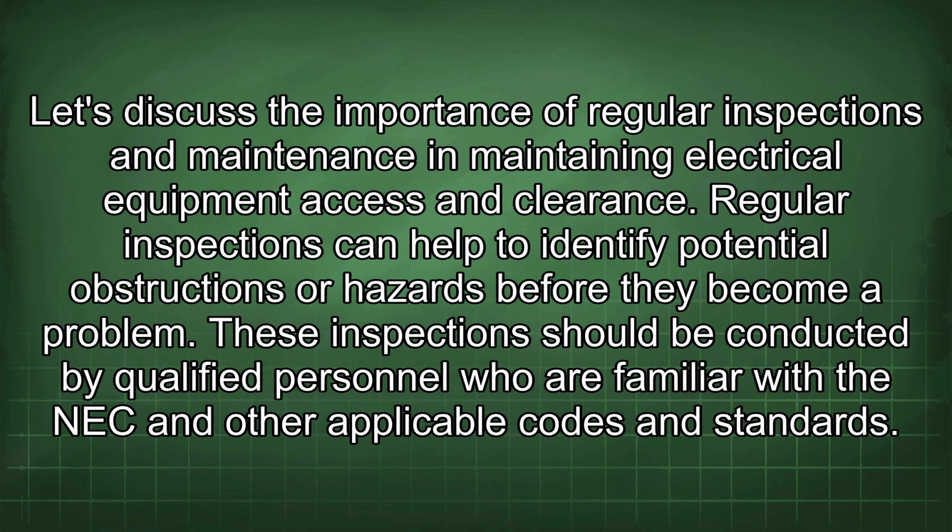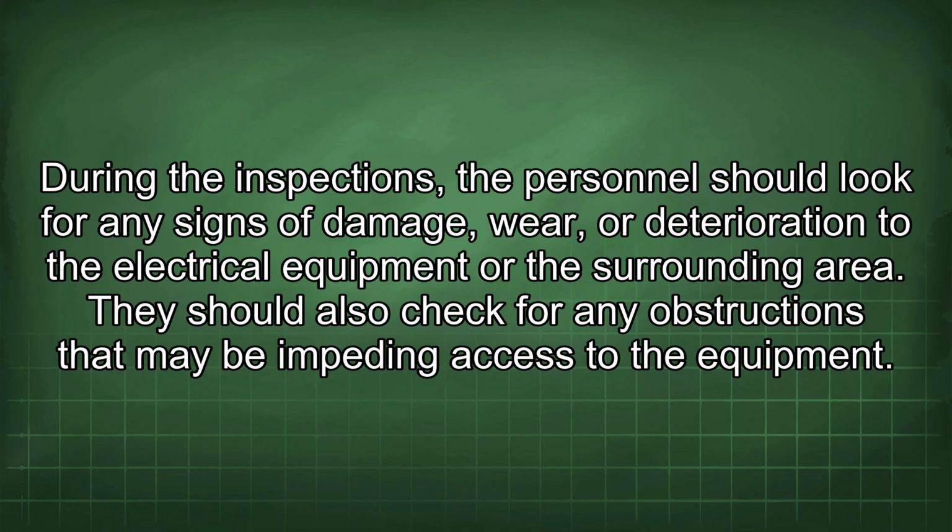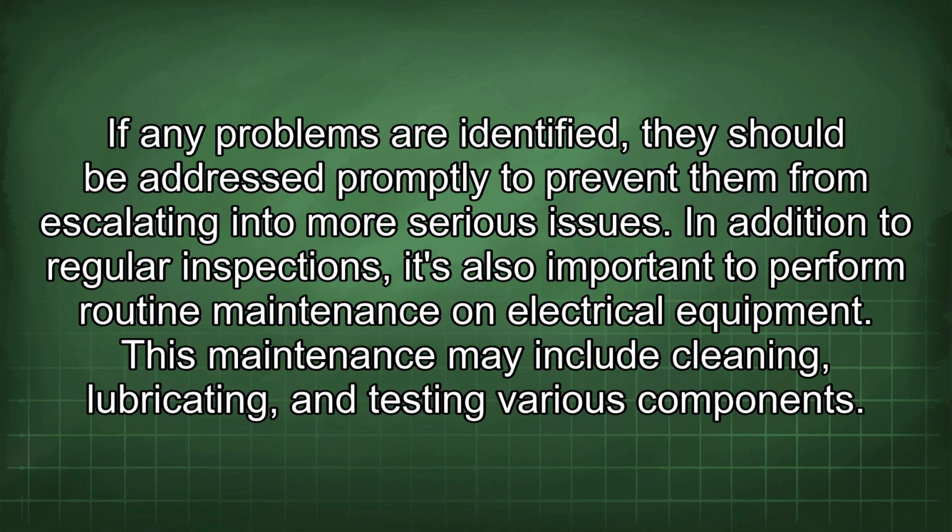Let's discuss the importance of regular inspections and maintenance in maintaining electrical equipment access and clearance. Regular inspections can help to identify potential obstructions or hazards before they become a problem. These inspections should be conducted by qualified personnel who are familiar with the NEC and other applicable codes and standards. During the inspections, the personnel should look for any signs of damage, wear, or deterioration to the electrical equipment or the surrounding area. They should also check for any obstructions that may be impeding access to the equipment. If any problems are identified, they should be addressed promptly to prevent them from escalating into more serious issues.